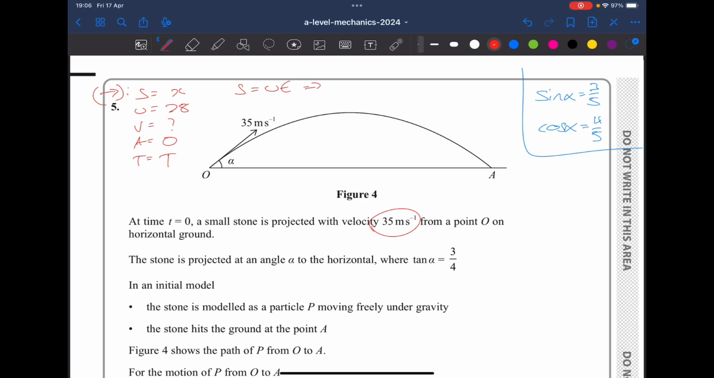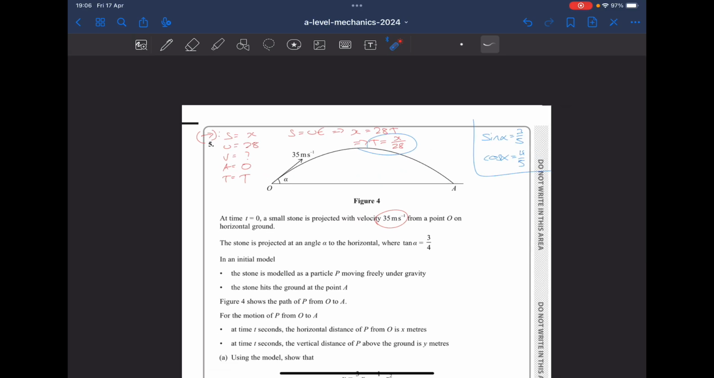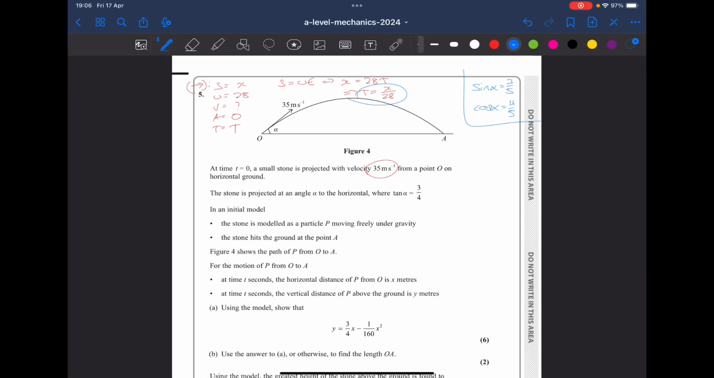Let's plug in all the bits we do know. So x equals 28t. I'm going to rearrange it: t must be x over 28. This is very useful. This is the bridge between our horizontal distance and the time we've taken. So if we know one, we know the other. What we can do now is do suvat vertically, again from O to A.